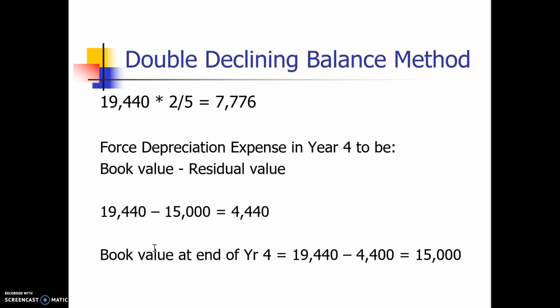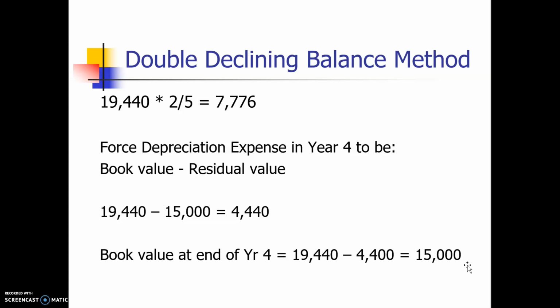So the way we force depreciation expense, we take the book value minus the residual value, and that's the depreciation we can take in that year. So the 19,440 book value minus the 15,000, 4,440, right? 7,776 that we got using the formula was too high. We can only take 4,440. When that gets subtracted from last period's book value, we end up with a book value of 15,000, and that is our residual value. That's what we want it to show.